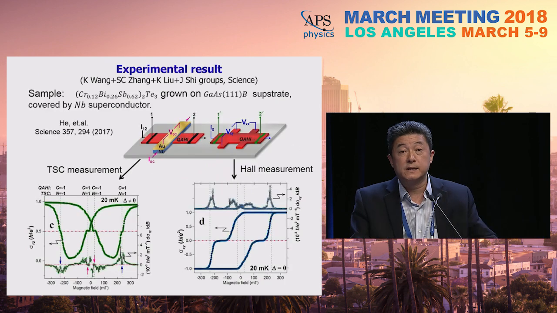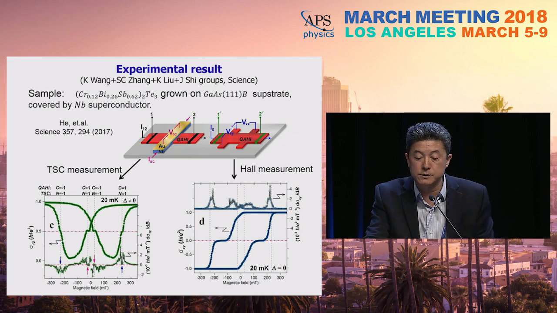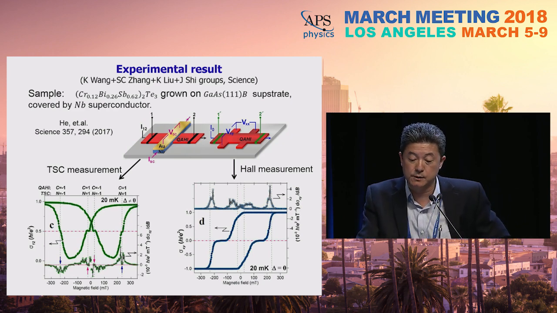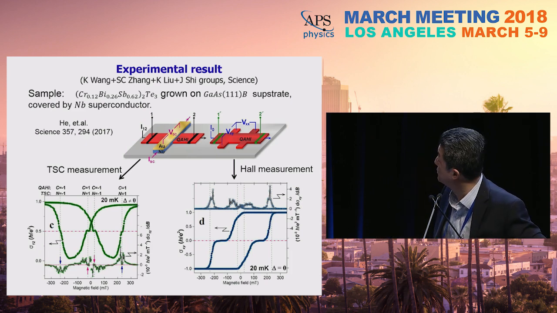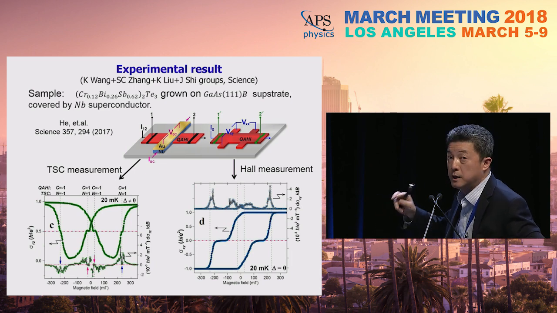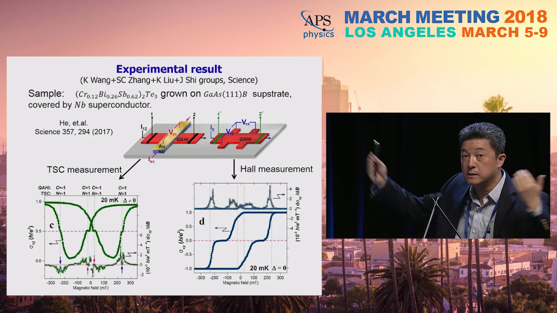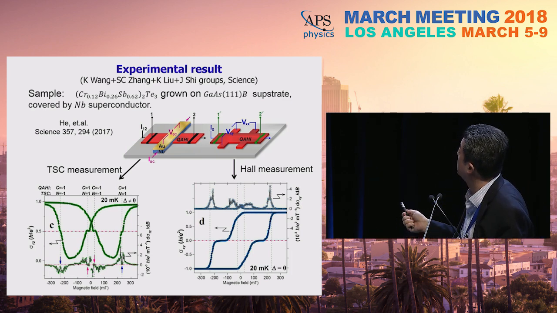So then we started a collaboration with Professor Ken Wang's group at UCLA, which grew the quantum anomalous Hall device, and with Professor Kai Liu's group at UC Davis, which applied the niobium superconductor on top, and also with Professor Jing Shi's group at UC Irvine, which did some of the initial measurements. So the material is chromium doped bismuth antimony telluride. This mixing ensures the Fermi level is very close to the Dirac point. Then once you put the chromium in, a gap opens up at the Dirac point. And then you apply this niobium superconductor on top, and here's the control device.